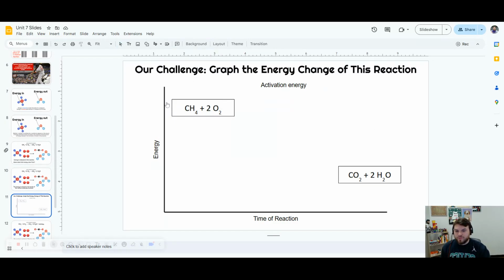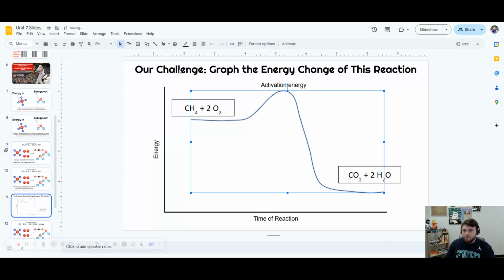I'm going to use my scribble tool. Okay, so we can see we're starting with our reactants here and our products down here. Okay, and so if I have the energy of my reactants, I have to heat it up or provide some sort of spark. That's my activation energy. And then energy is being released from my chemicals.